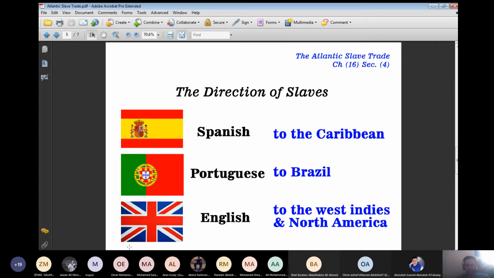This is a traditional question. You're gonna see it a lot, guys. Keep it in your mind. Spanish, Caribbean; Portuguese, Brazil; English, West Indies and North America.